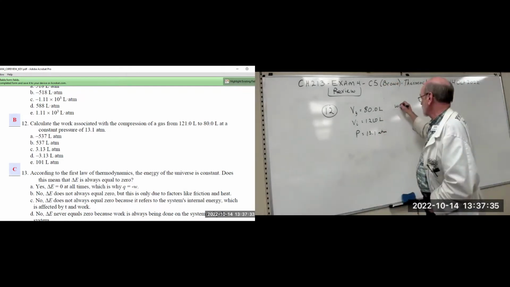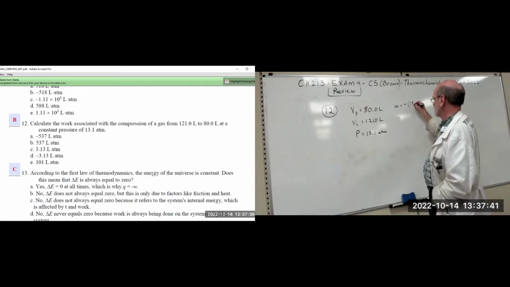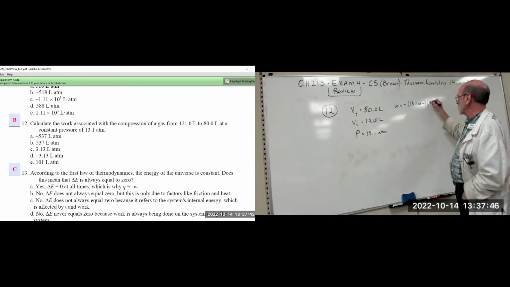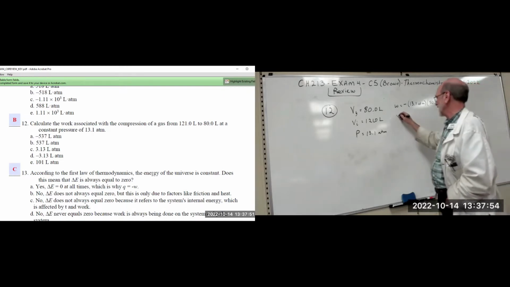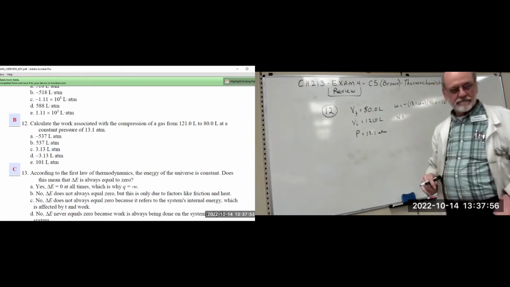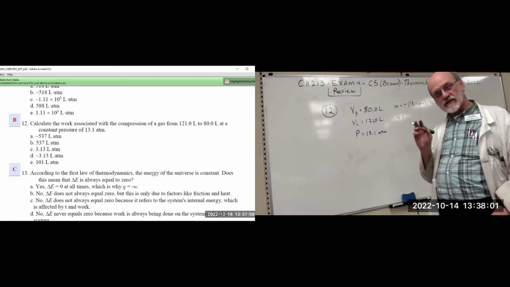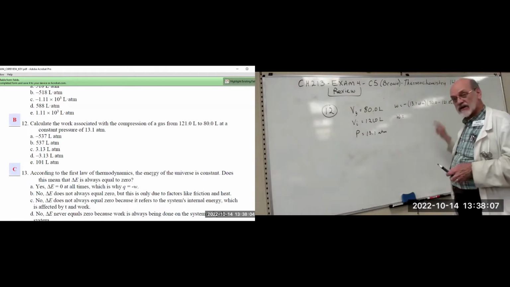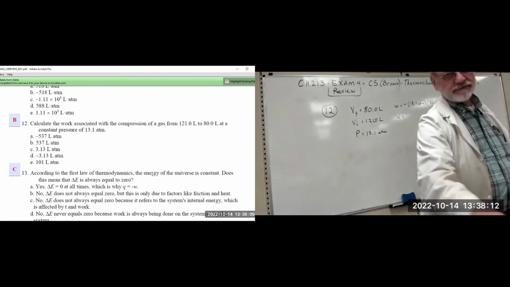We do the calculation. Negative pressure, final volume minus initial volume. How much work? Calculate the work associated. See, it didn't tell us whether the work is on the system or on the surroundings. You have to tell that from the calculation itself. And if you get these in the wrong order, you'll get the wrong answer.